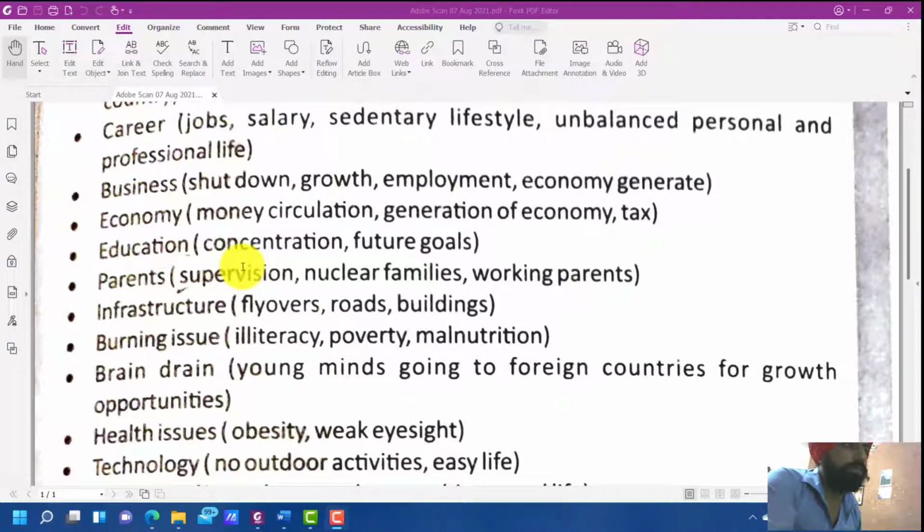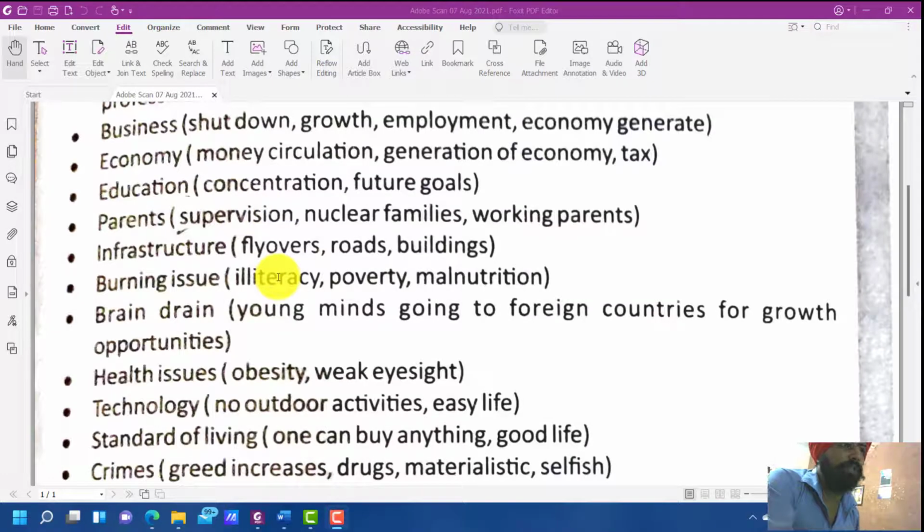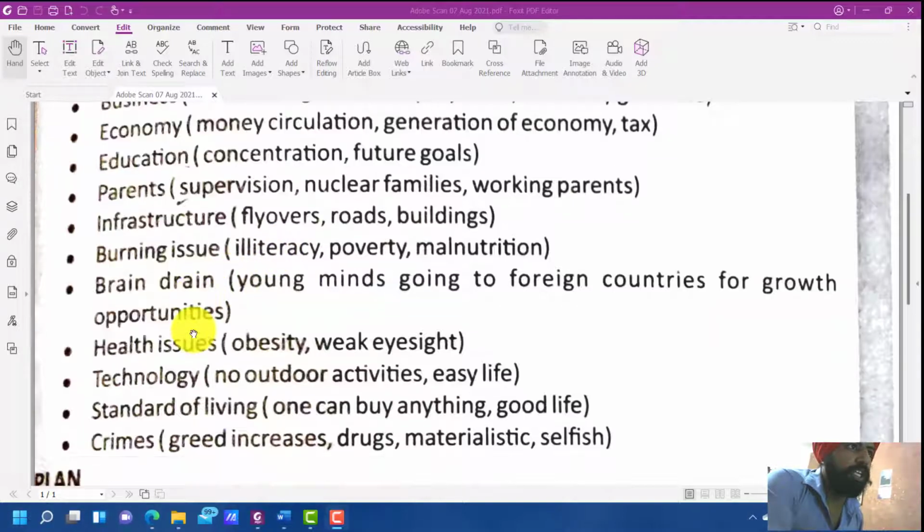Okay, so for example, health issues. If you're getting a topic on health issues like obesity or weak eyesight, these kinds of health issues will be coming, and also a corpulence problem. Corpulence, getting unnecessary weight, is also a synonym of obesity, and this will help you generate your ideas.